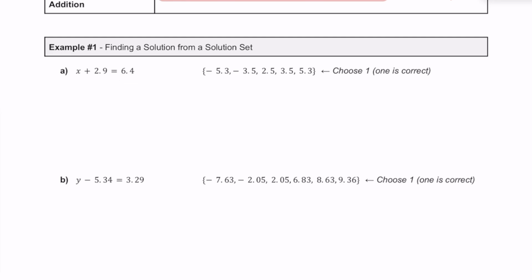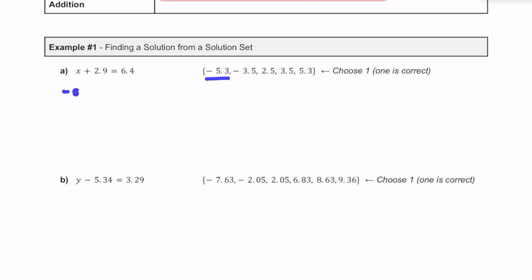And so we have this solution set. The solution set is right over here, all the numbers in these braces. Basically, we have a few different options that x could be, and only one of these is going to be correct. So we have to figure out which one it's going to be. Let's start out with this -5.3.